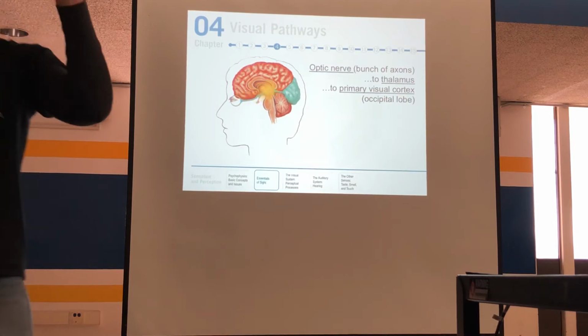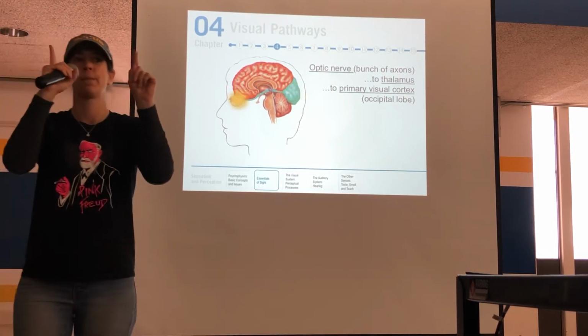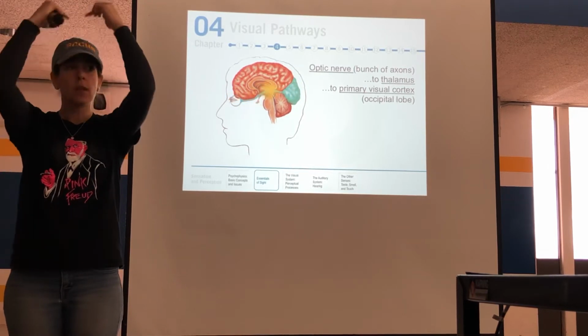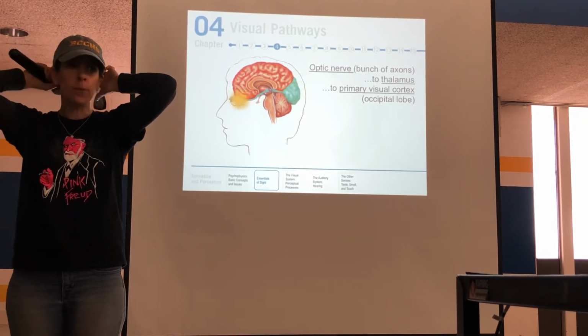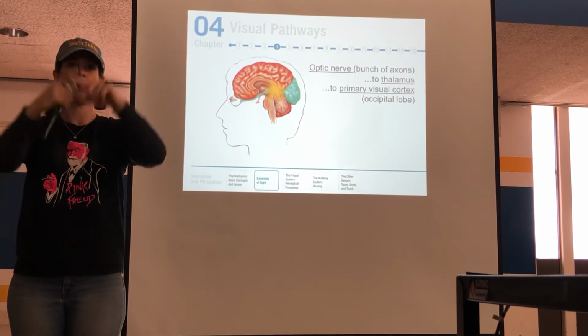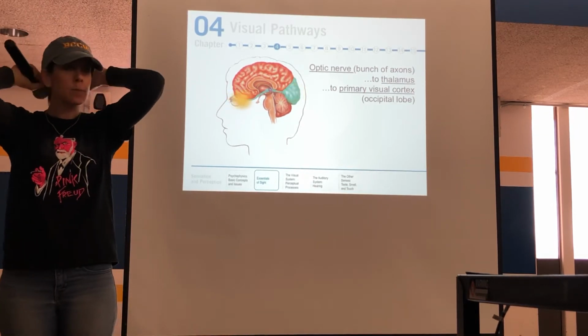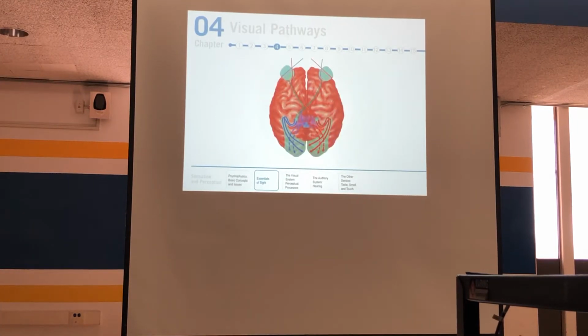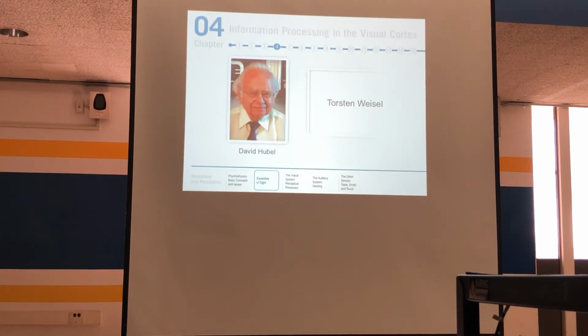Okay, ready? This is on the test, remember? Optic nerve, optic chiasm, thalamus, occipital lobe. One more time. Optic nerve, optic chiasm, thalamus, occipital lobe. Good.